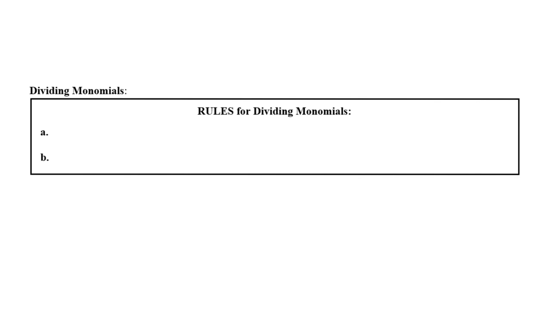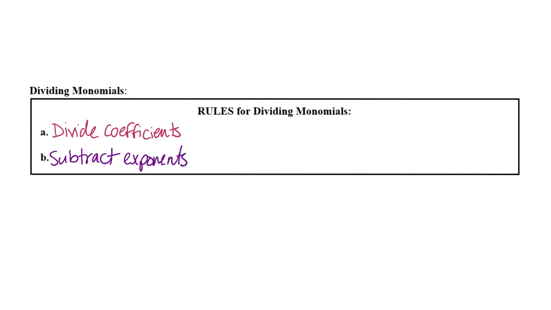Our next set of rules are for dividing monomials. First rule, or first part, is to divide the coefficients. So those numbers in front, make sure you divide them. And then the next piece is to subtract the exponents with like bases. The bases have to go together just like they did with multiplying.